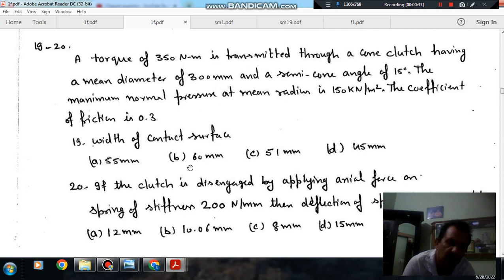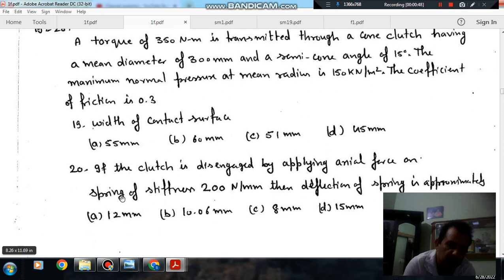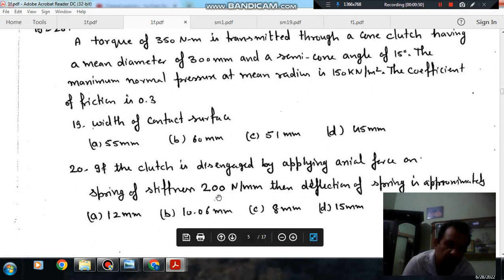Option A 55 mm. Option B 60 mm. Option C 51 mm. Option D 45 mm. Question number 20: if the clutch is disengaged by applying axial force on the spring of stiffness 200 Newton per mm, then the deflection of the spring is approximately option A 12 mm, option B 10.06 mm, option C 8 mm, and option D 15 mm.